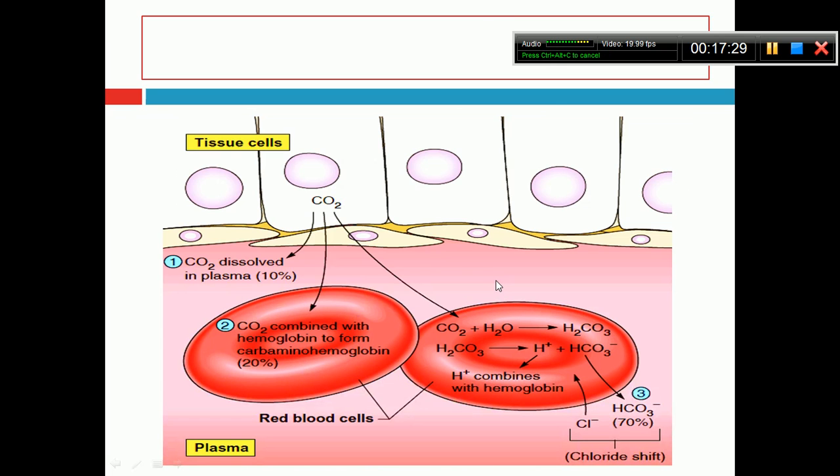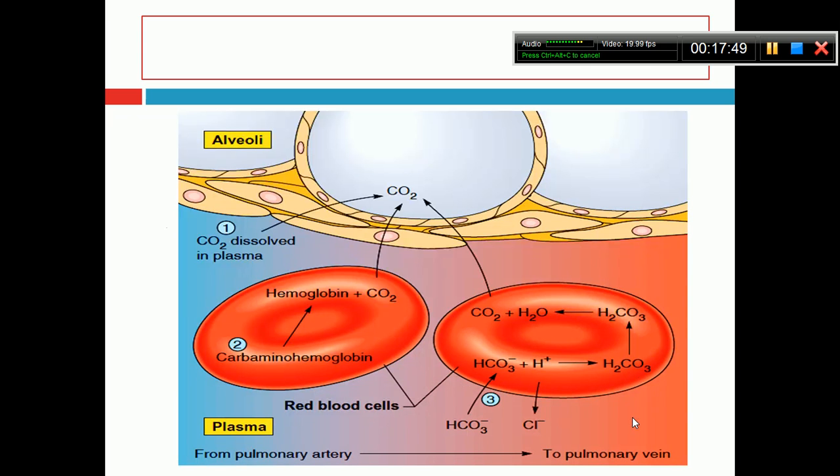Now that was from the tissues to the blood, but from the blood to the lungs, what will happen? Now all of these forms, 1, 2 and 3, will go to the alveoli. This is occurring in the pulmonary capillary. Once they reach the alveoli or lungs, the first one, carbon dioxide in the dissolved state, will simply diffuse into the alveoli. Why? Because the quantity of carbon dioxide is less in alveolar air as compared to blood.